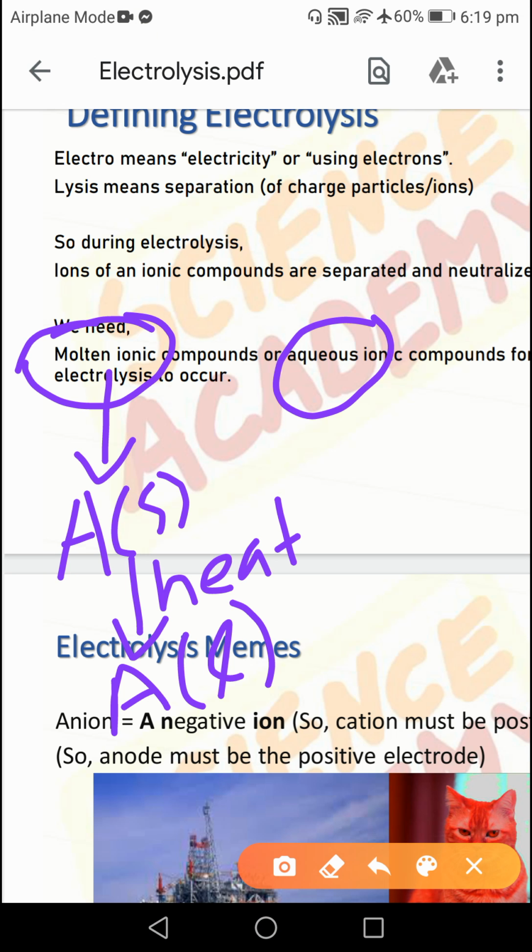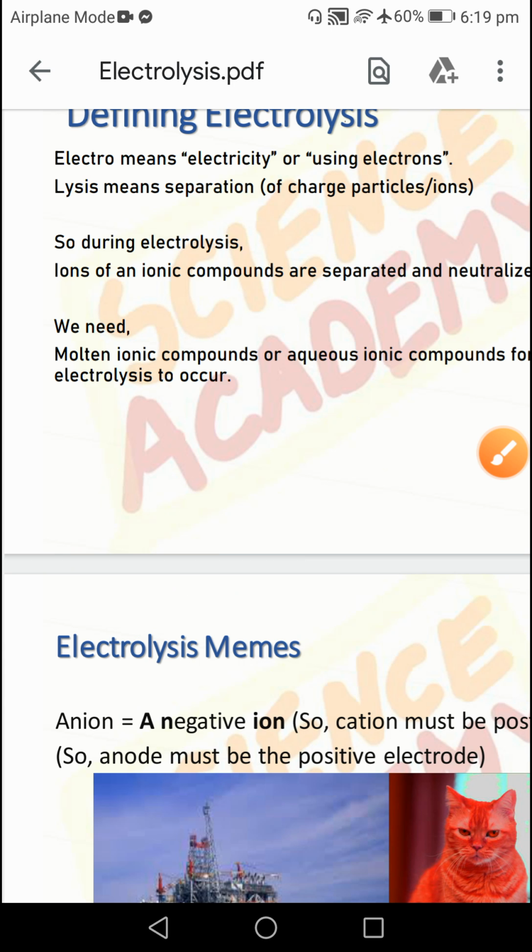So we can use either the molten state or the aqueous state. Aqueous state means dissolved in water. For example, when you mix salt with water, that is called the aqueous state, or aqueous salt, because you have dissolved the salt in water.